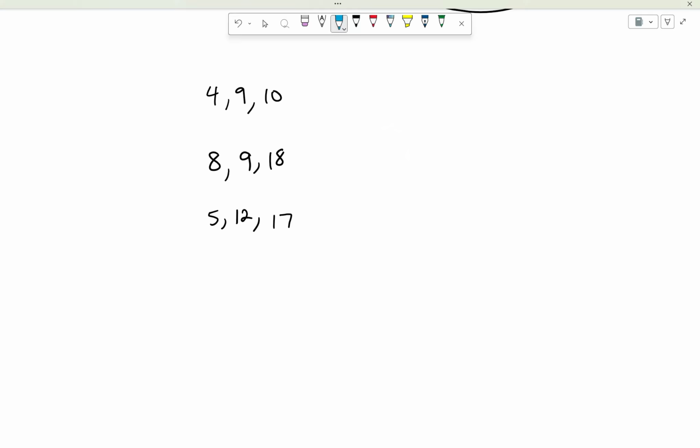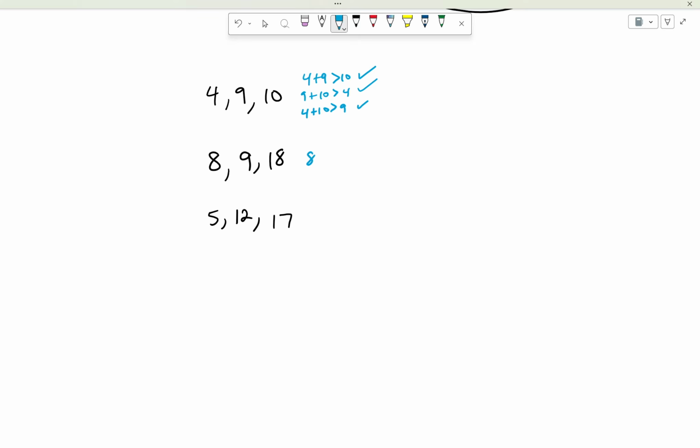So we have to check every single statement. So 4 plus 9, is it greater than 10? Yes, that's 13, greater than 10. Is 9 plus 10 greater than 4? Well, both values are greater than 4, so that for sure is true. And is 4 plus 10 greater than 9? Well, yes, so this one is true. This is a possible triangle.